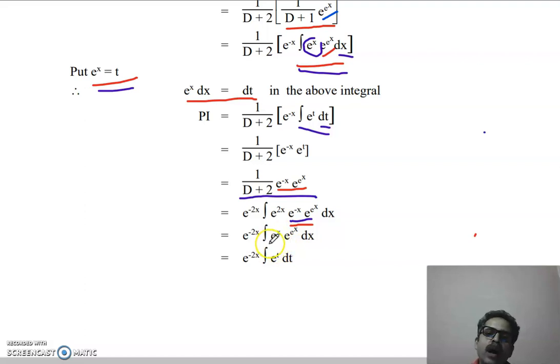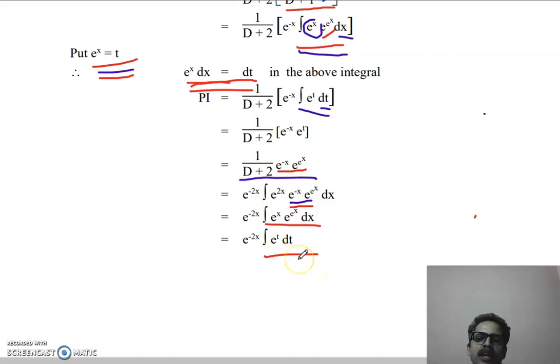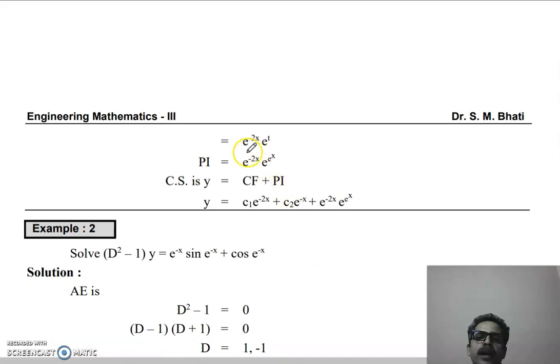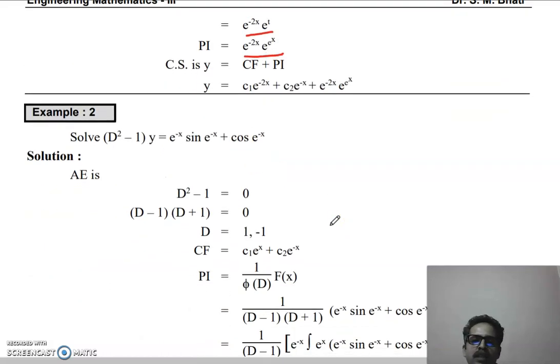And how do you solve this integral? Use the same substitution. Use these two equations again. Put e raised to x as t so that e raised to x dx became dt, and this integral became integral e raised to t dt, and integration of e raised to t with respect to t is again e raised to t, right? And then finally you put the value of t, we can get PI, and the complete solution is given by y equals CF plus PI. Put the value of CF, put the value of PI in the right side, you can get the answer.